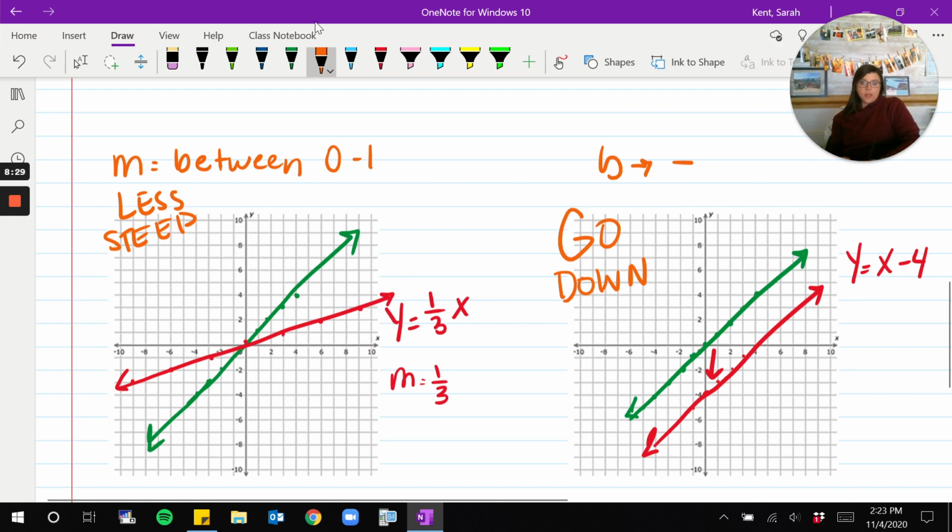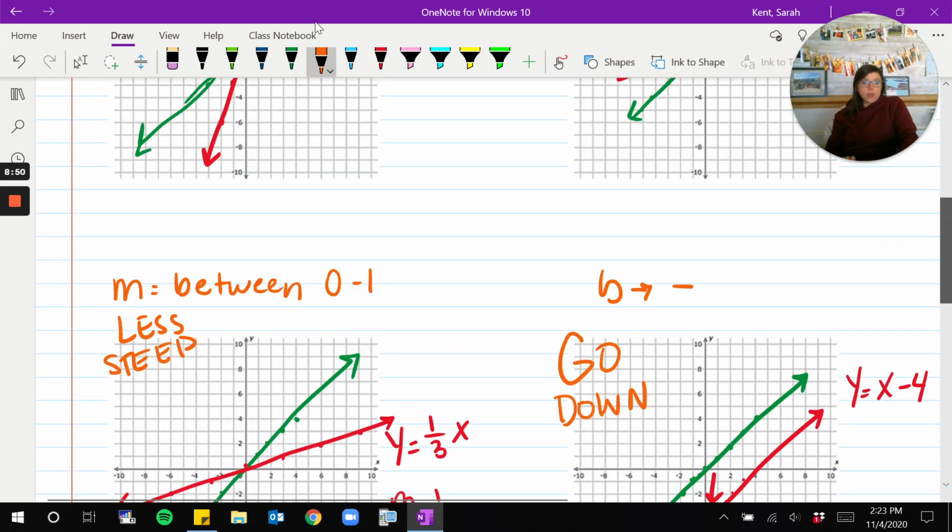So these are the things we want to think about. Is there plus to go up? Is there minus to go down? Is my m bigger than 1? Is it steeper? Is my m less than 1? Is it less steep?